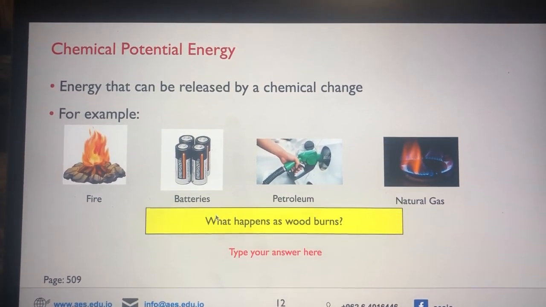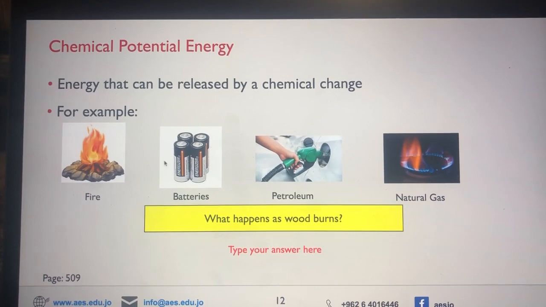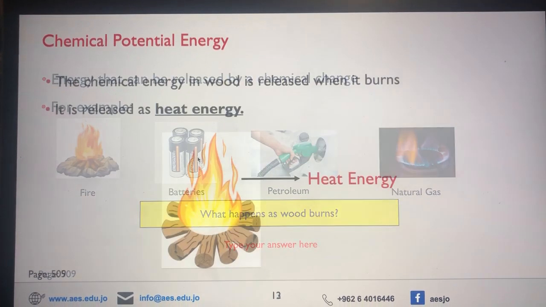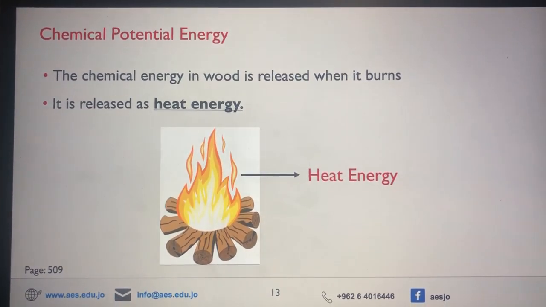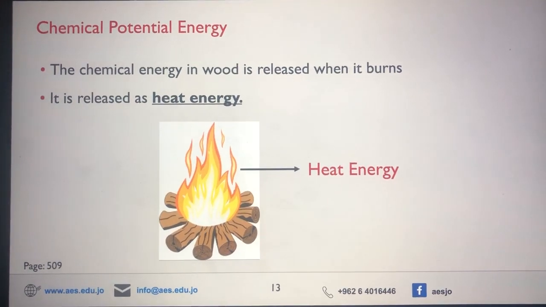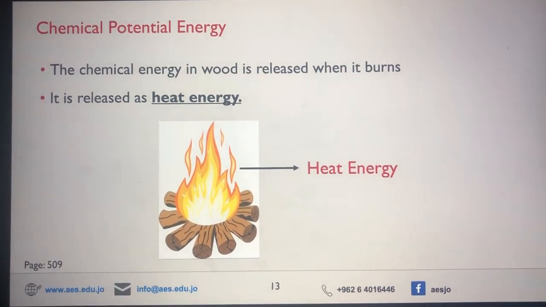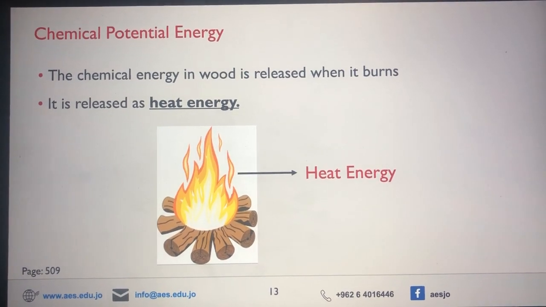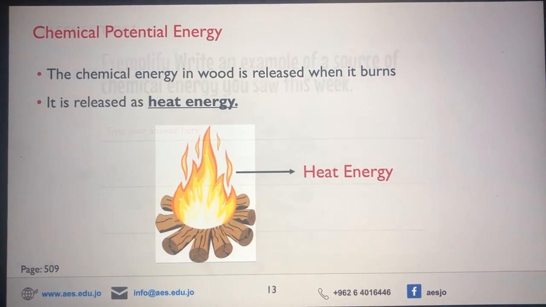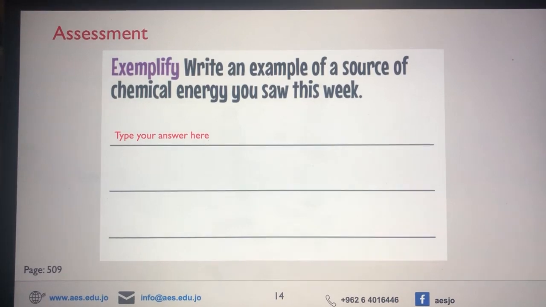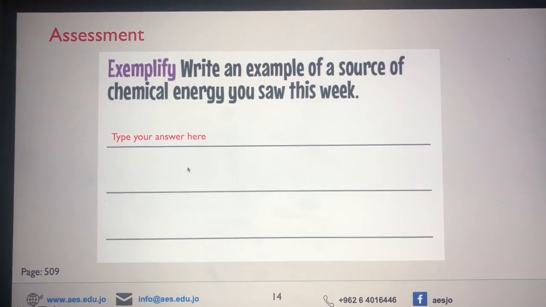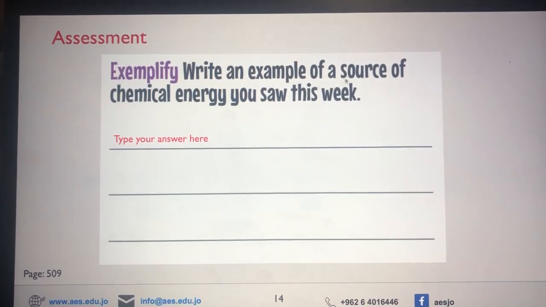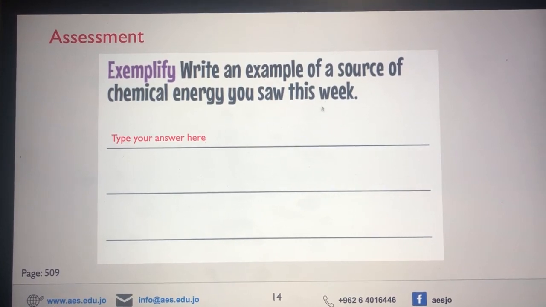What happens as wood burns? Please type your answer below. Chemical potential energy in the wood is released as heat. Now, also sometimes we use fire to give us some light. So in your book, you will find this question on page 509. You write an example of a source of chemical energy that you saw this week.